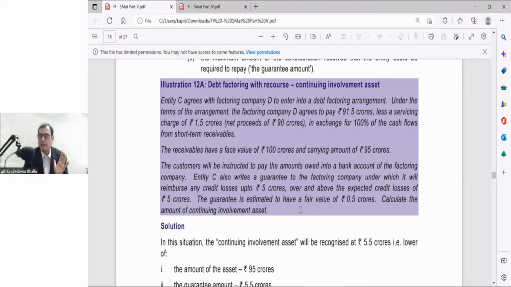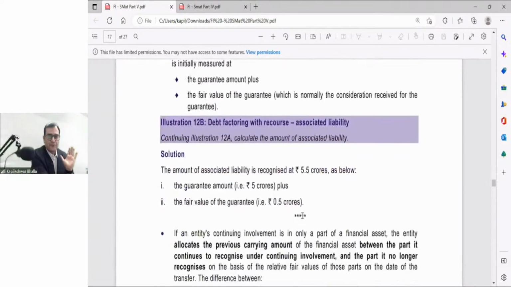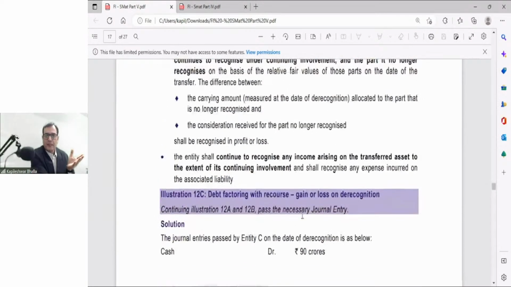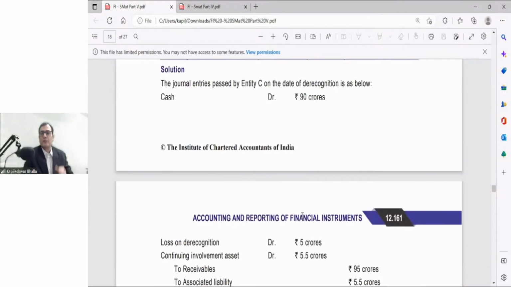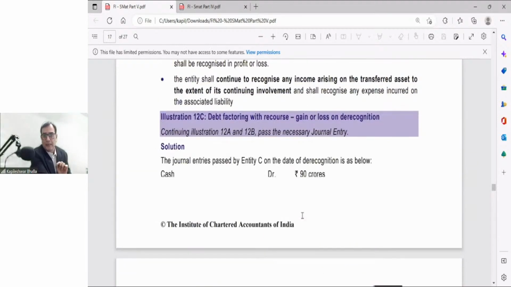I guess we've understood the question. That's more important. Now, what I'm going to do is first take you directly to illustration number 12C. I'm going to directly take you to the answer of 12C and then elaborate my points. Like illustration 12B is asking for associated liability, I am directly taking you to the entry given in illustration number 12C, which asks for the entry in the books of accounts.